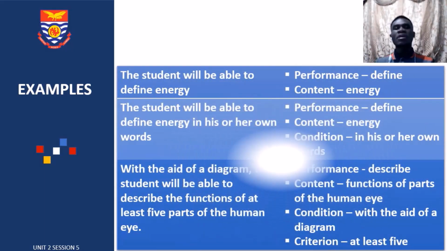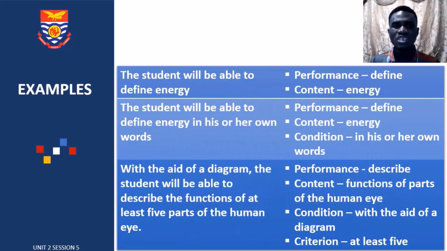So now, let us take an example to show the various components we just discussed. So the first example: the student will be able to define energy. So the performance component is define and the content is energy. The next example: the student will be able to define energy in his or her own words. So the performance is to define, the content is energy, and the condition is in his or her own words.